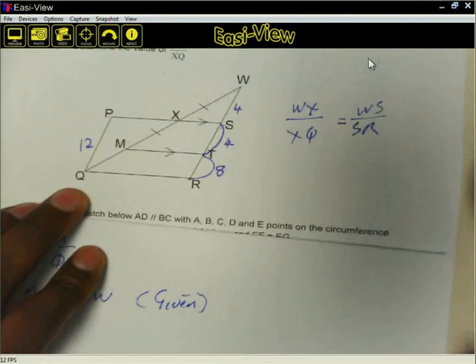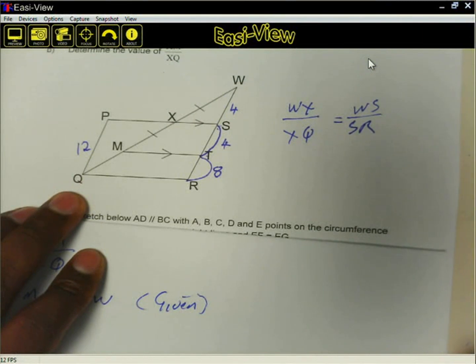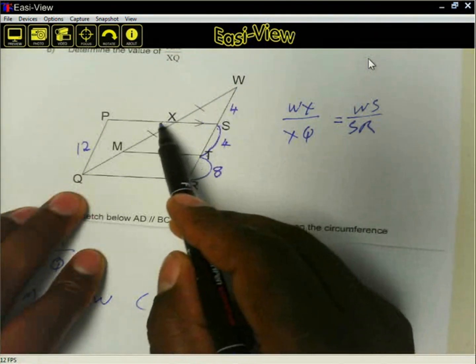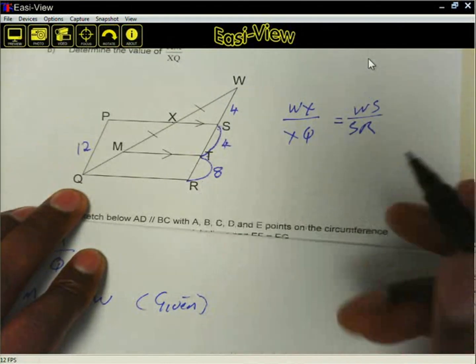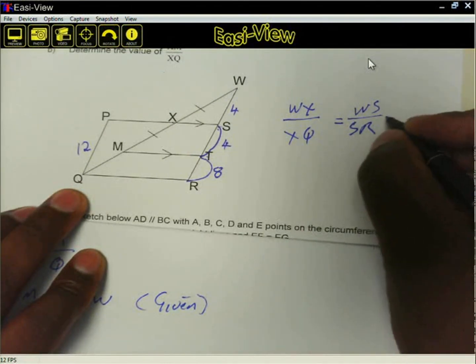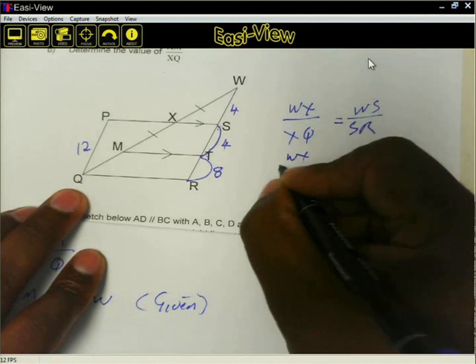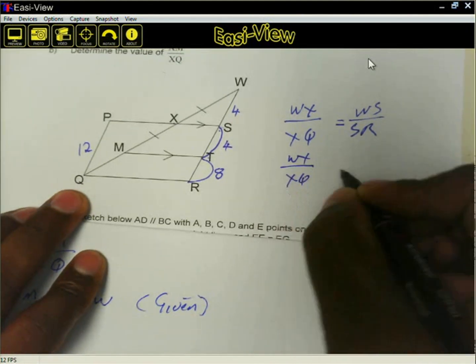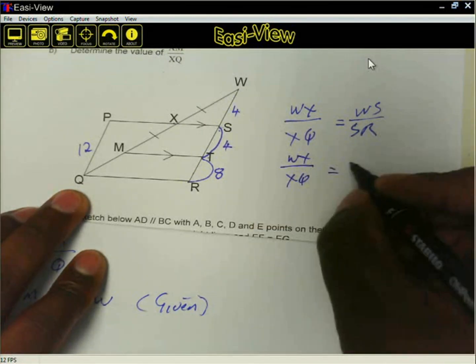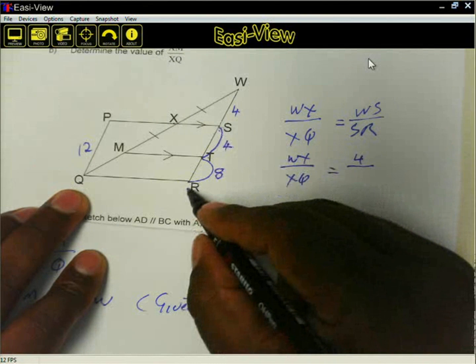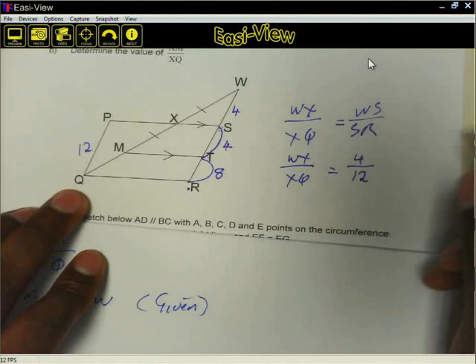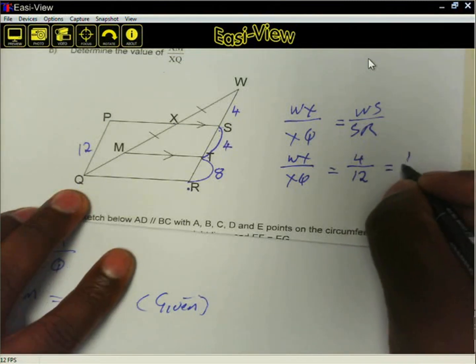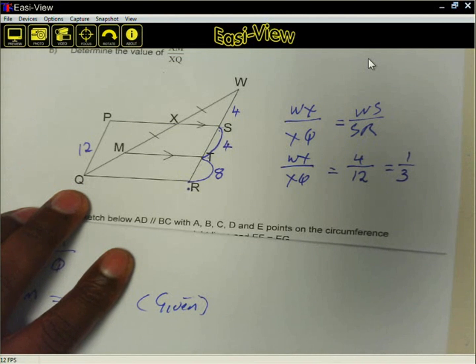You remember the theorem. A line parallel to a side of a triangle cuts the other two sides so as to divide them in the same proportion. WX over XQ is equal to WS over SR. Let's check the ratio. WX over XQ will then be equal to WS, which is 4, over SR, which is 12. We can simplify the ratio further to say the ratio here is 1 over 3.